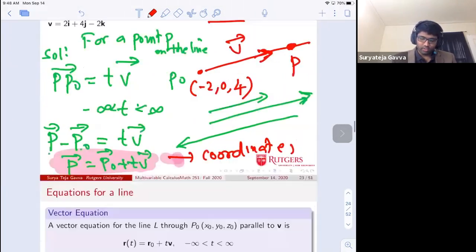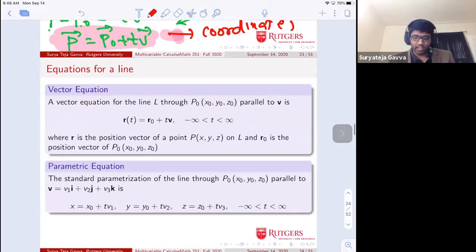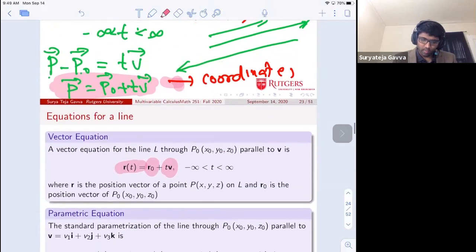So I wrote down the general expressions here. A general point, say it's called R of T, is given by a basic point R0 plus T times the vector V. I was calling it P0 and P, here it's R0 and R. So you can think of it as P of T as the vector P0 plus TV.